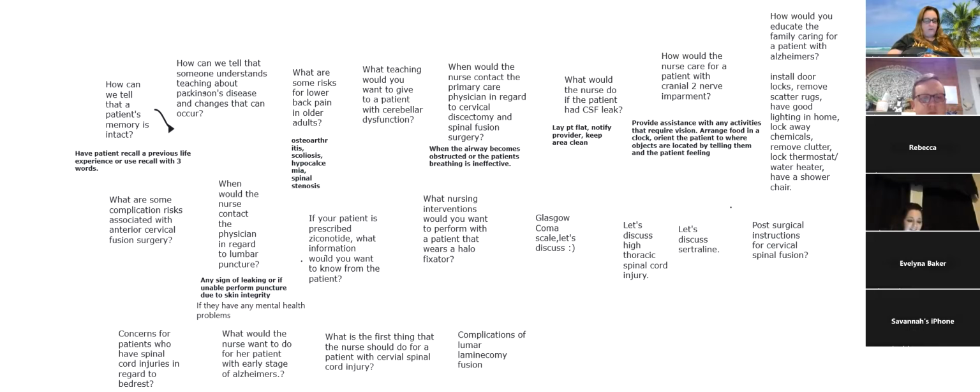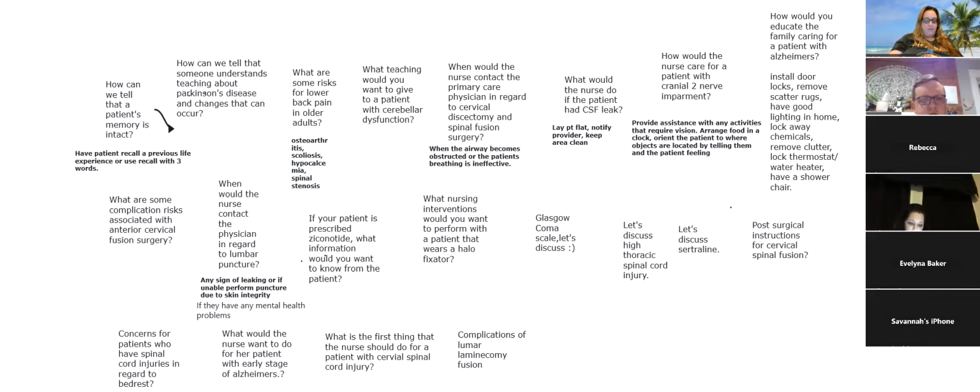All right, so lumbar puncture. What would alert the nurse to contact the primary care health provider? Very good. Or they wouldn't be able to perform the puncture due to skin integrity, right? So think about that. All those things that could, the skin integrity issue, that's a really good answer. Good job.